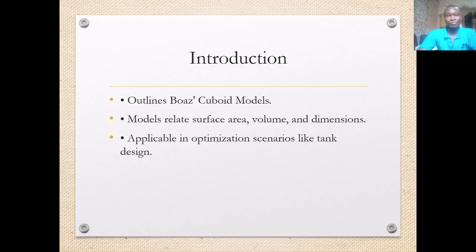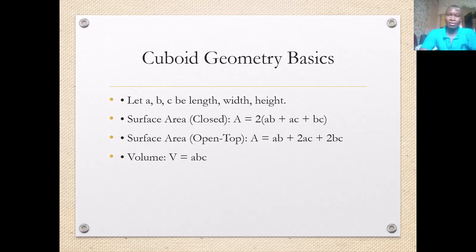Now, introduction. The Boas model relates the surface area, the volume, and the dimensions. It's a model that connects the surface area, the volume, and the dimensions of a 3D object system, like in this case you're dealing with a cuboid. It is applicable in optimization scenarios like tank design and many others. So let's go ahead and look at this cuboid.